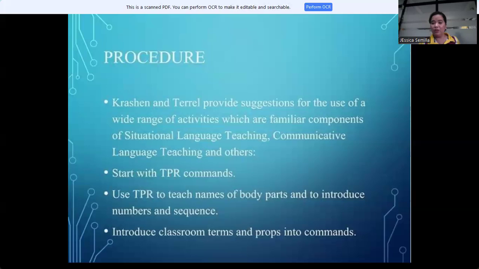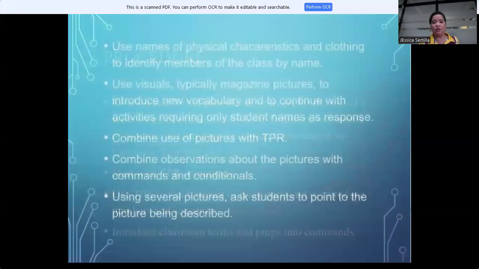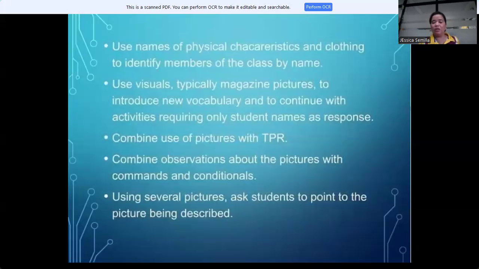If you look at it, you're very familiar with the setting of elementary students, or preschool students, where they use TPR, and then they introduce classroom terms and props into commands. After that, they use names of physical characteristics and clothing, and use visuals, typically magazine pictures. They combine the use of pictures with TPR, combine observations, commands, and conditionals using several pictures also. So that is what we mean by the natural approach.